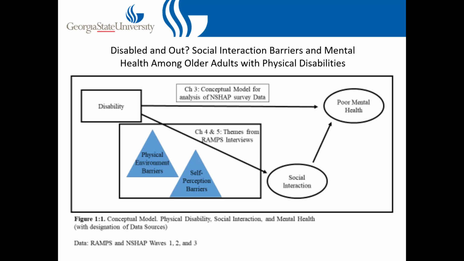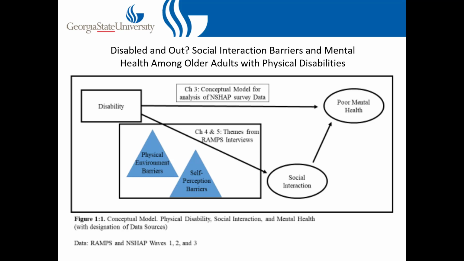So how is it when someone has a physical disability, how does that shape your social interaction? So that's where those two purple triangles come in. Those two purple triangles are going to be interview data that I collected of older adults who have disabilities. And I asked them about a lot of different topics, but two topics I really focused on was, what are the physical environment barriers that you experience? And what are the self-perception barriers that you experience in the context of your disability and your social interaction?